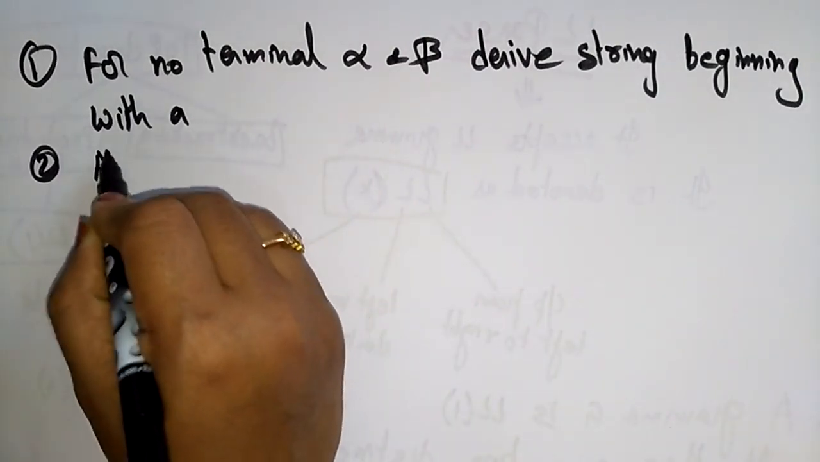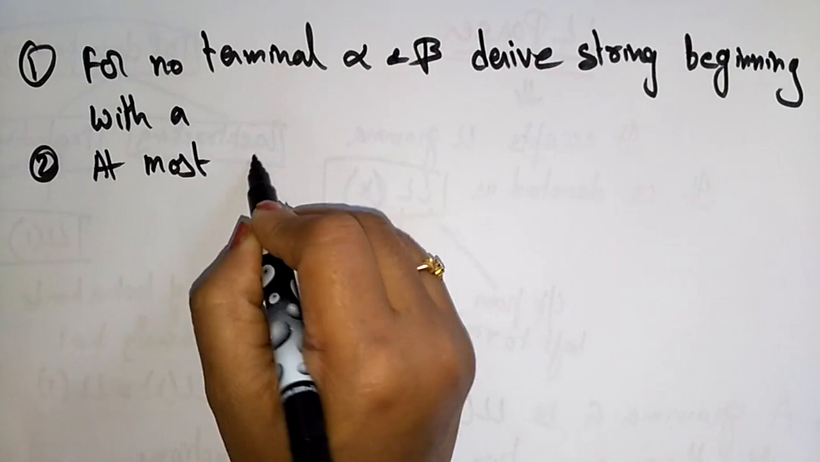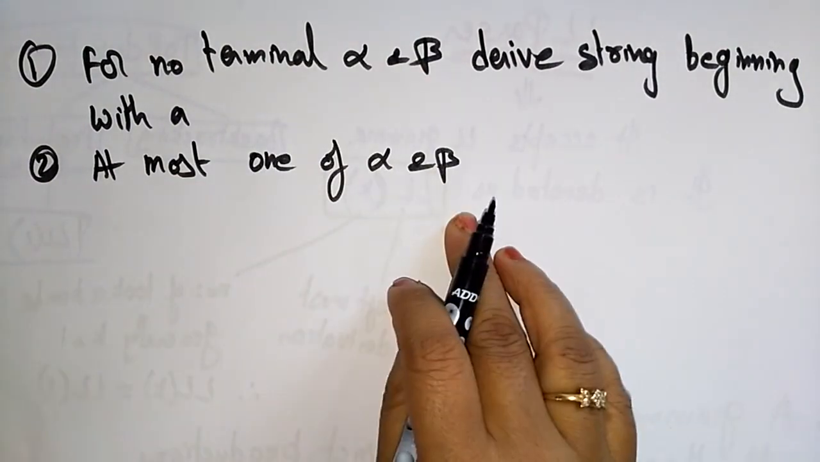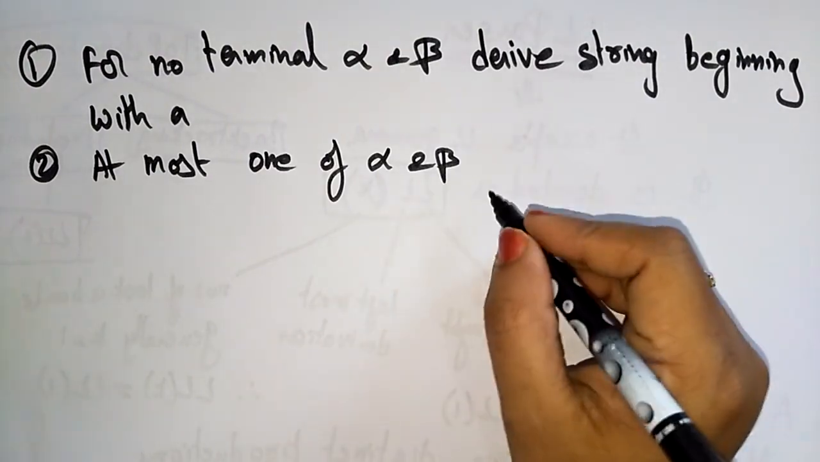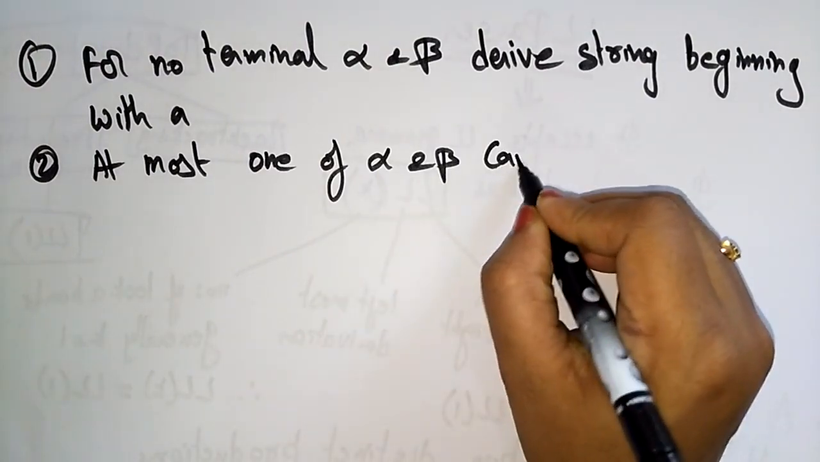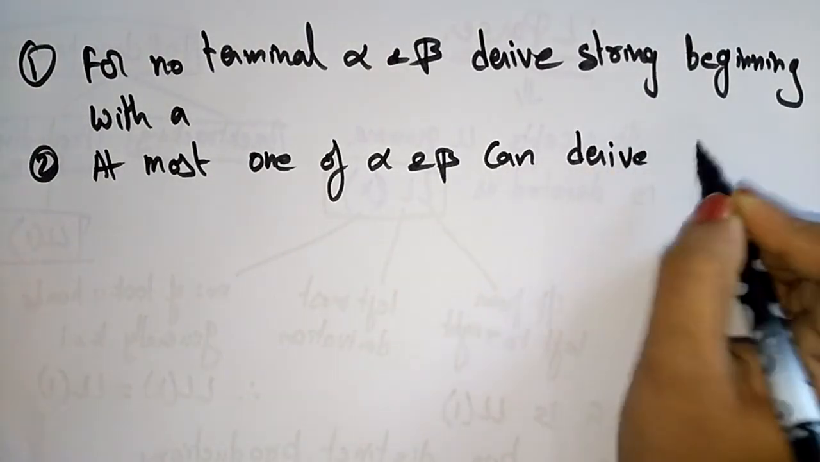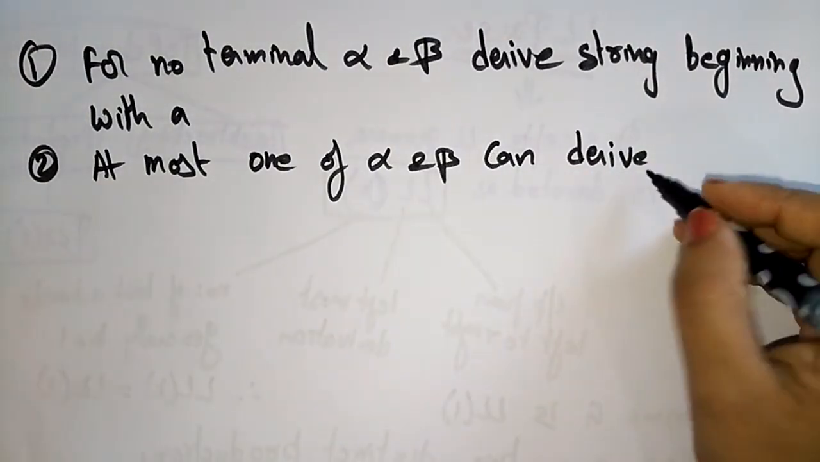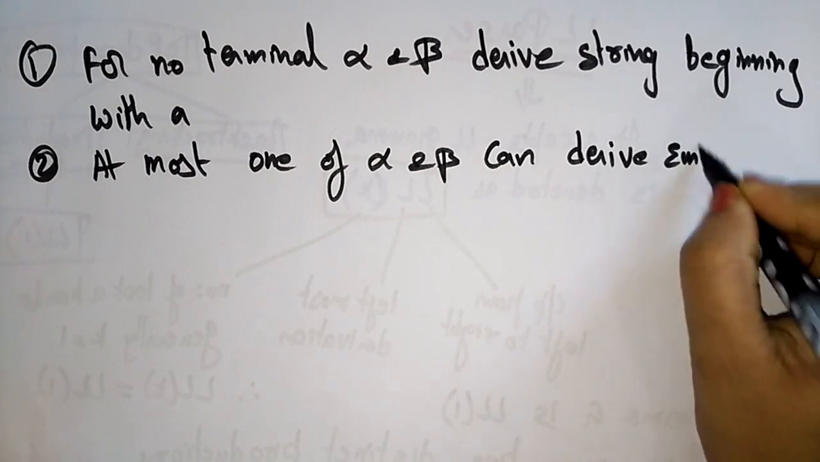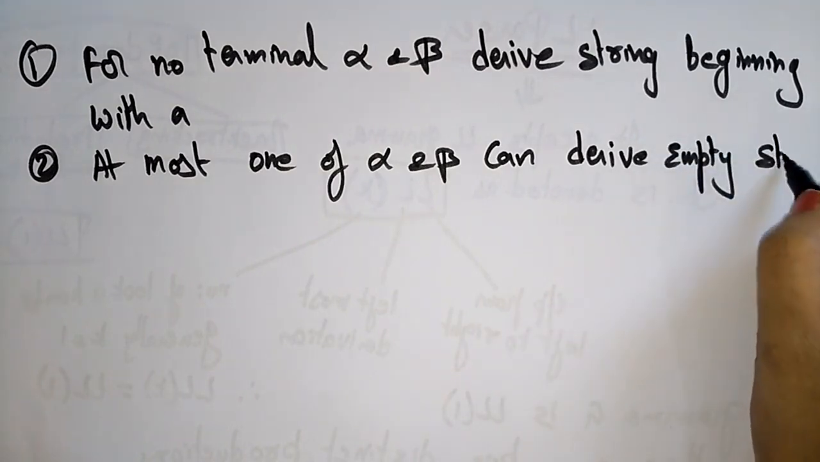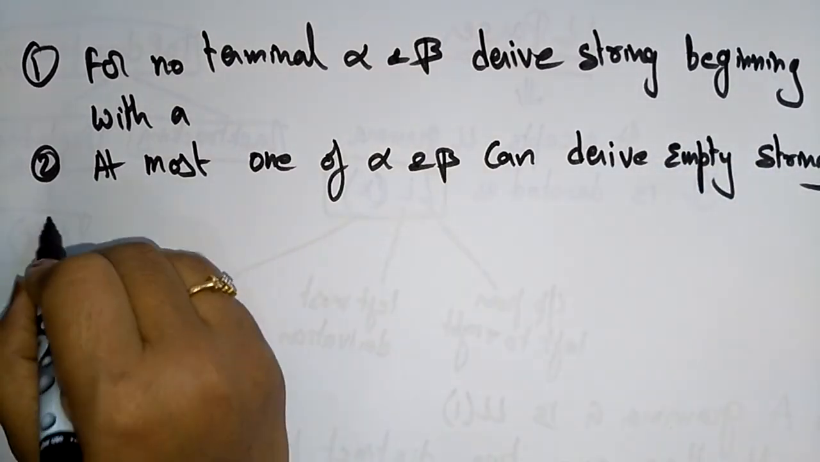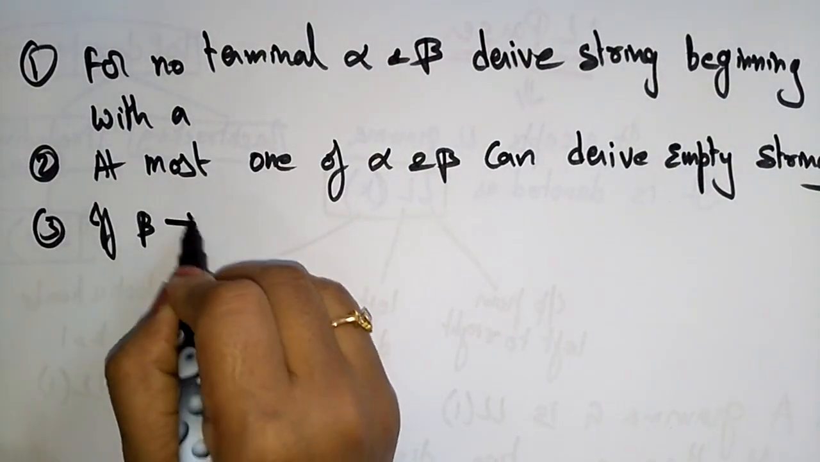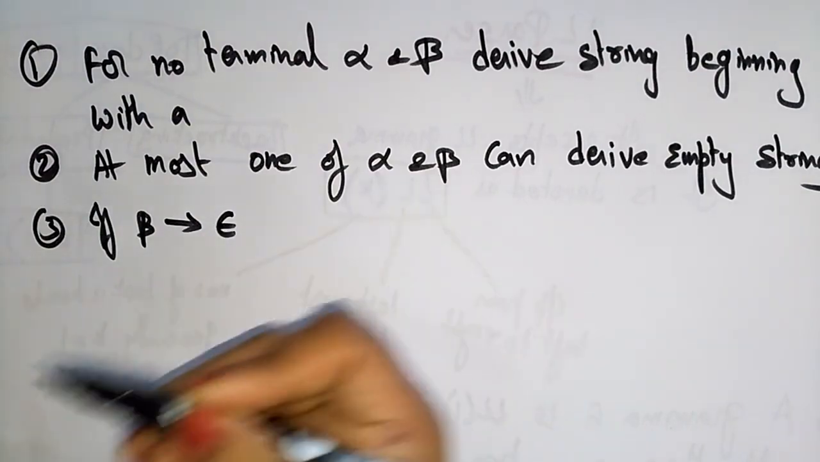And the second one: at most one of alpha and beta can derive the empty string. So either alpha can derive the empty string or beta can derive the empty string. And the third condition: suppose beta produces epsilon, that is an empty string.